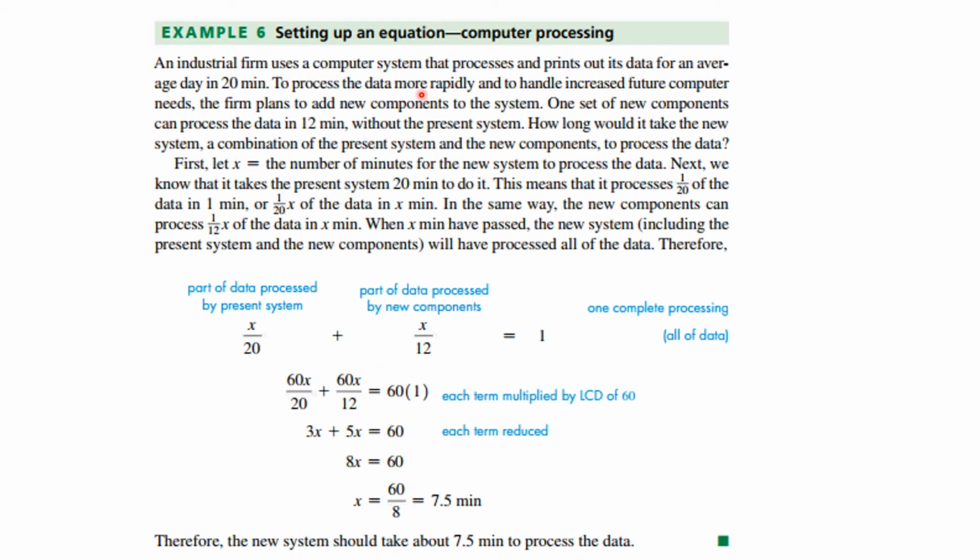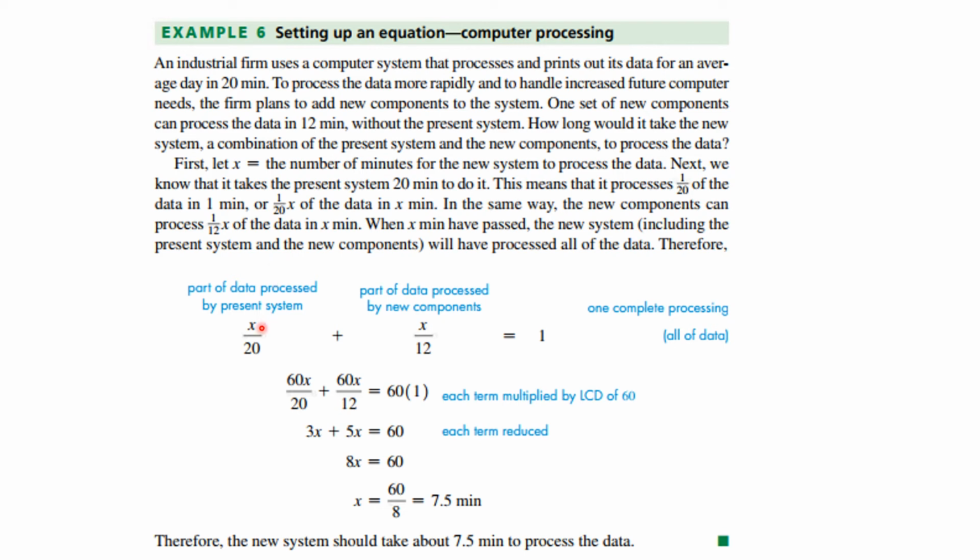Okay, here is a word problem because life is a word problem. An industrial firm uses a computer system to process data, and for an average day they do it in 20 minutes. To do it more rapidly, they're going to add a new component to the system, and one set of new components can process the data in 12 minutes without the present system. How long will it take the new system, a combination of the present system and the new components, to process the data? Well, you let x be the number of minutes it will take to process the data.